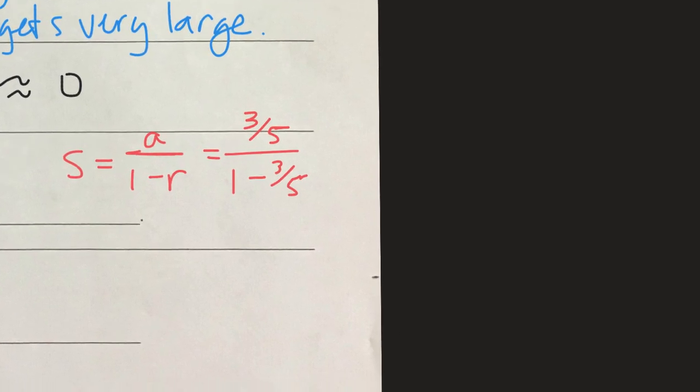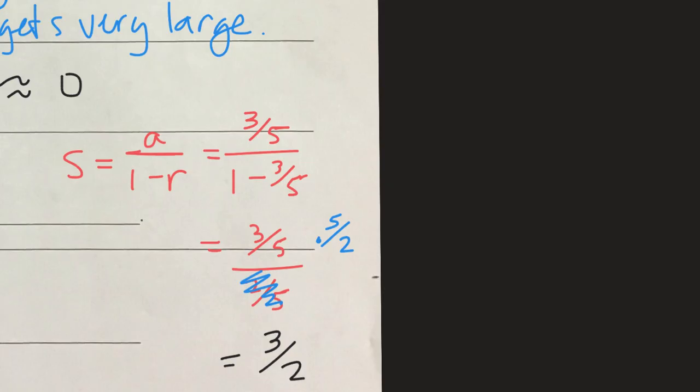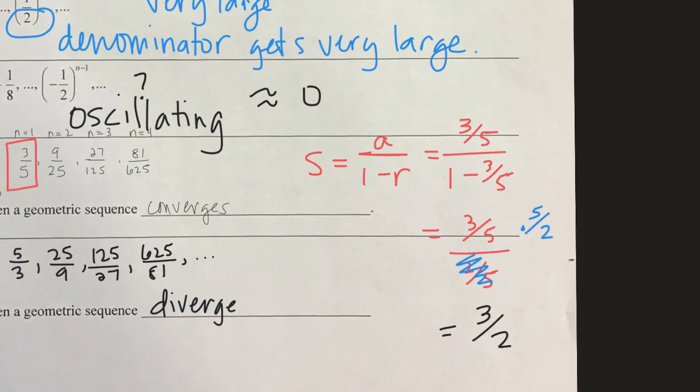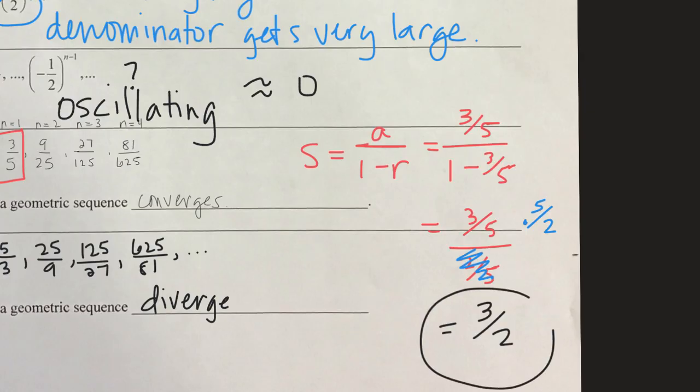So now we have to do a little fractional subtraction. What is 1 minus 3/5? That would be 2/5. And instead of dividing by a fraction, I always multiply by the reciprocal. There's going to be a lot of this multiplying by the reciprocal business. What is 3/5 times 5/2? 3/2. Okay? So as this sequence gets bigger and bigger as we have more and more numbers, this is a sum, so it's adding up to 3/2. That's what it's going to converge to.